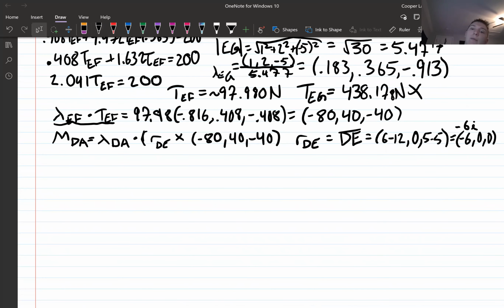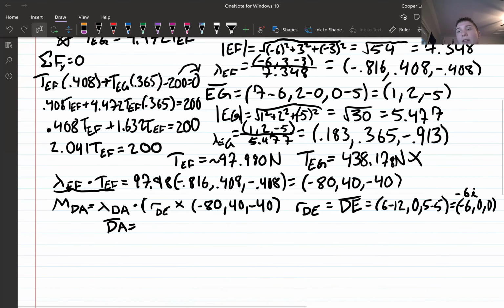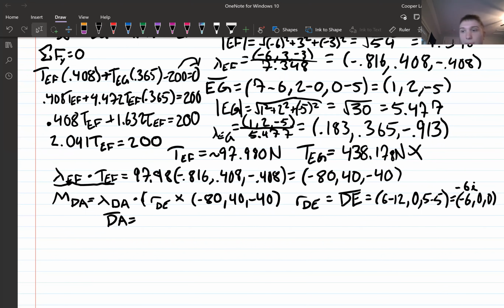So that then brings me to calculating out lambda dA, which is a little more challenging. First we have to calculate out dA, which is pretty easy because A is 0, 0, 0, which means dA is simply going to be the negative of D. It's just going to be 0 minus 12, comma 0 minus 0, comma 0 minus 5, which means this will just end up being negative 12, comma 0, comma negative 5, because it's just the reverse of it.